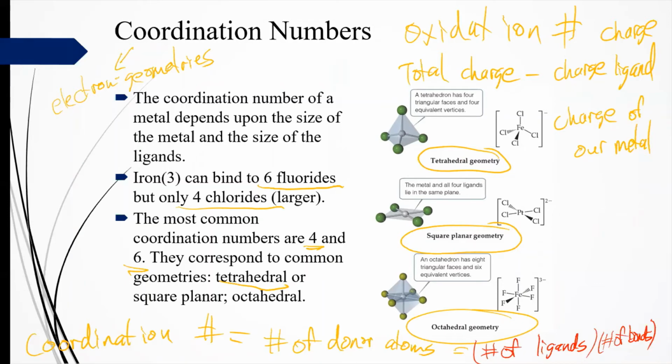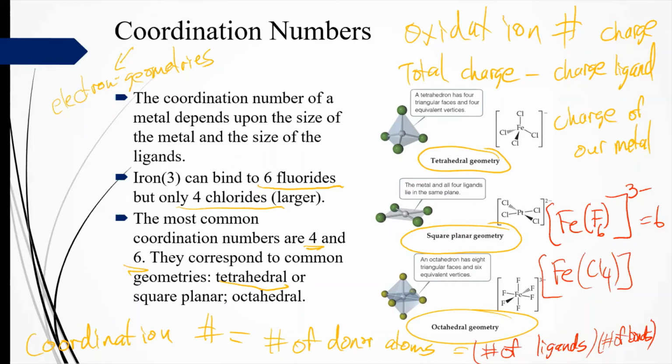So when we think about iron with the 6 fluorides, that complex should have a charge of 3 minus because it's got 6 minus 1s, and that iron 3 is a plus 3. And so our iron here has a coordination number of 6. When it can only bond to the 4 chlorides, its charge is a minus 1, and its coordination number is 4 because it has 4 different donor atoms attached to it.